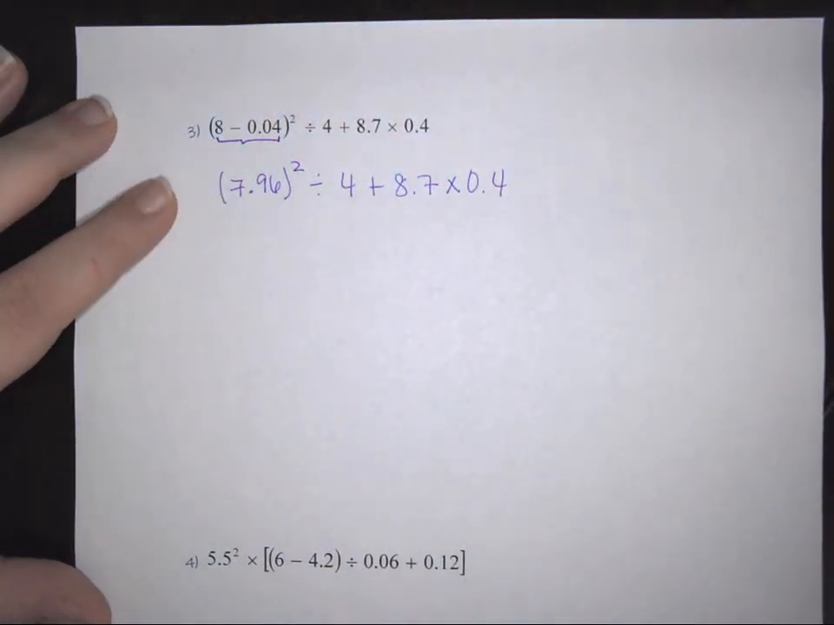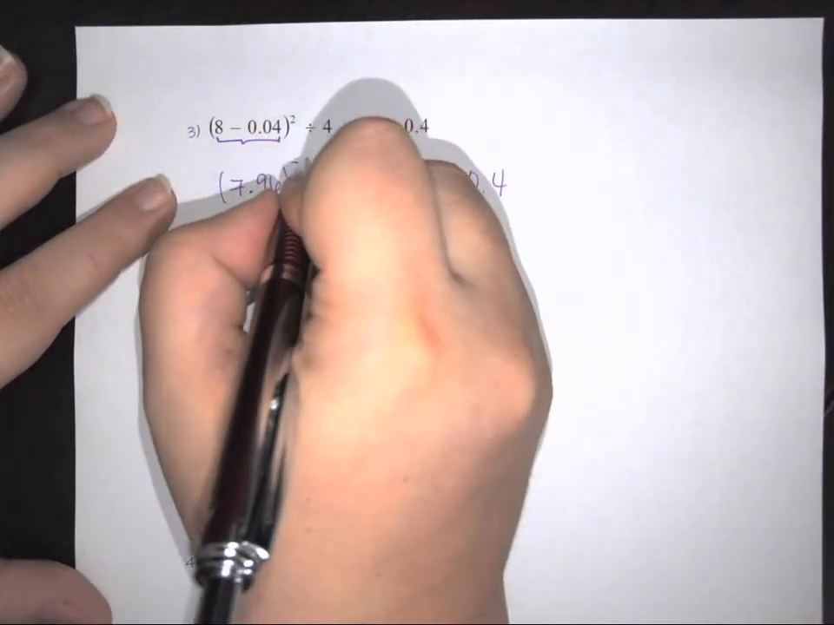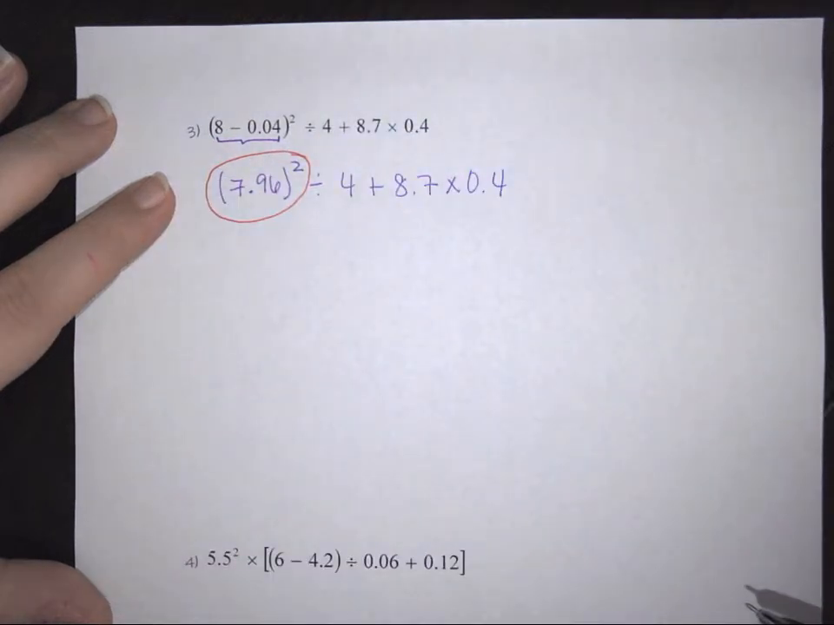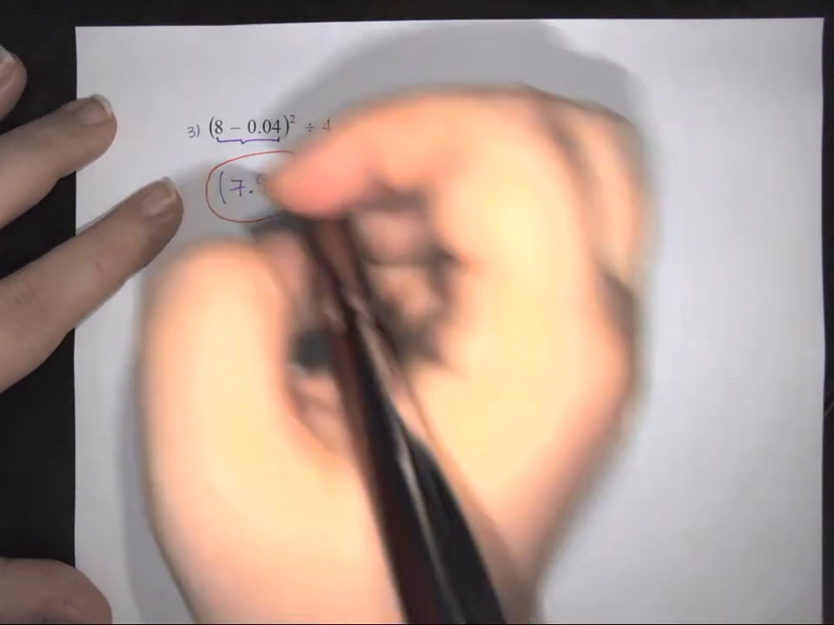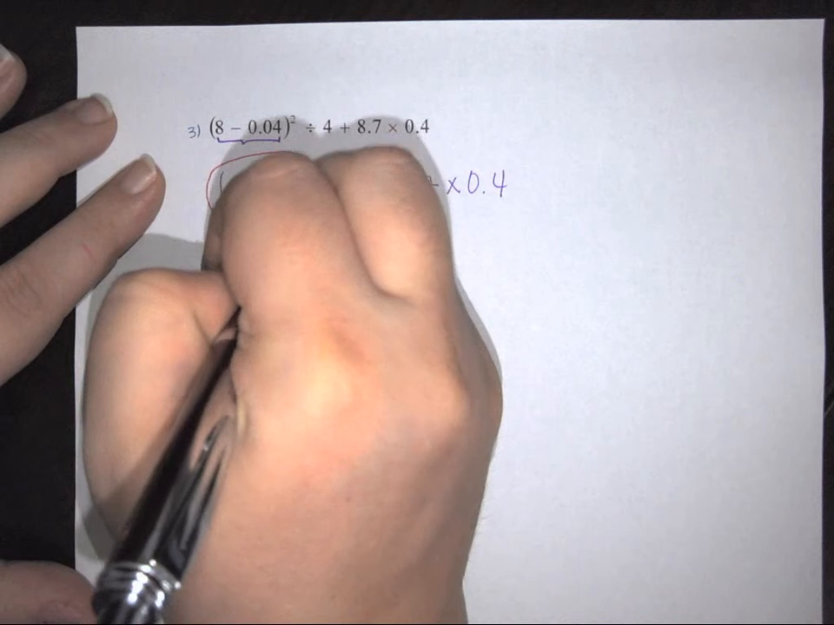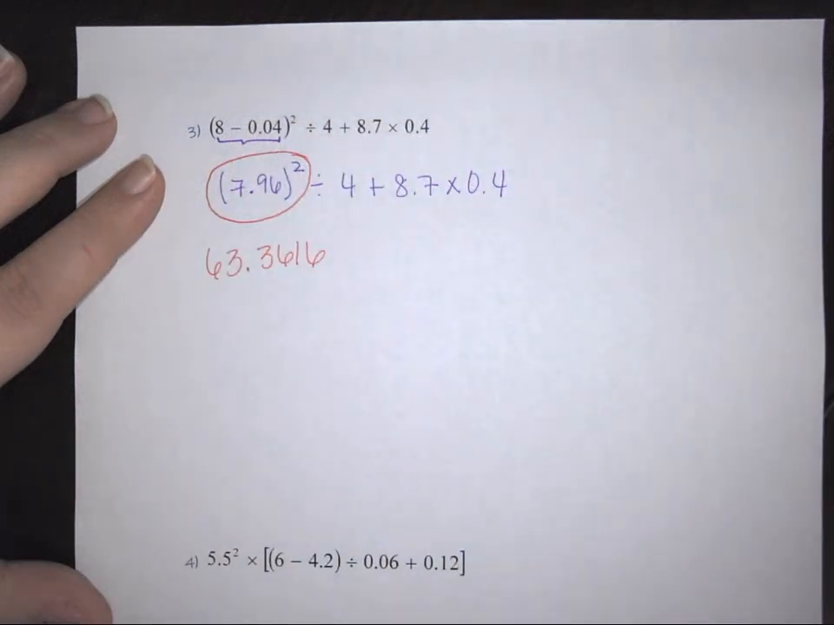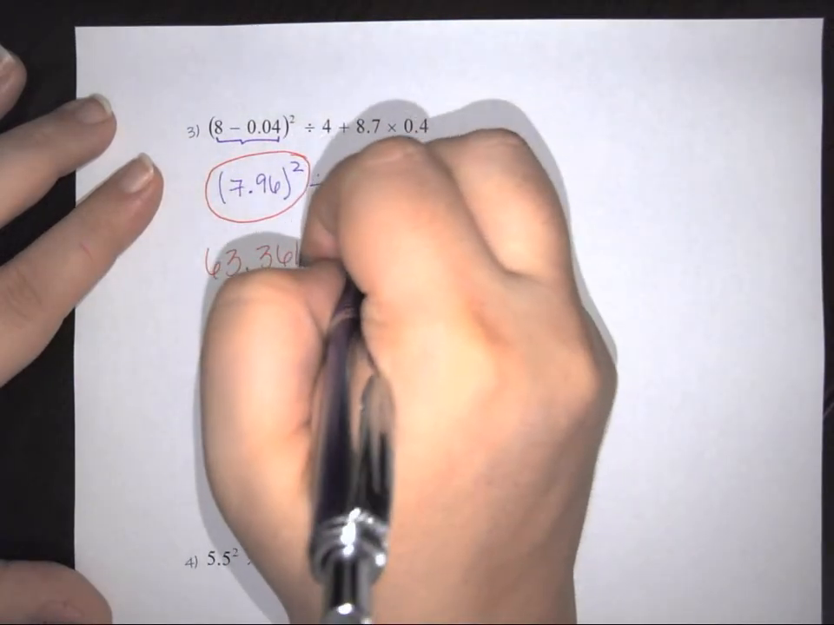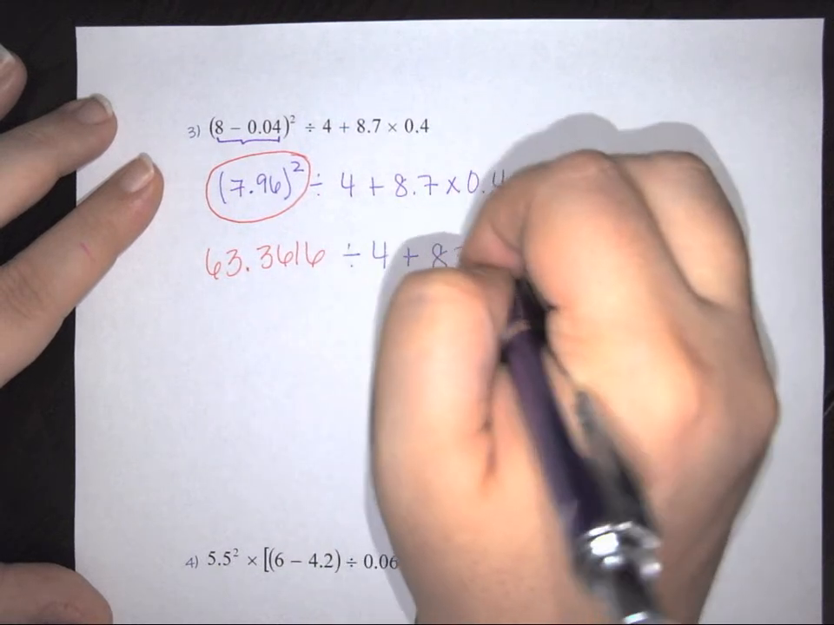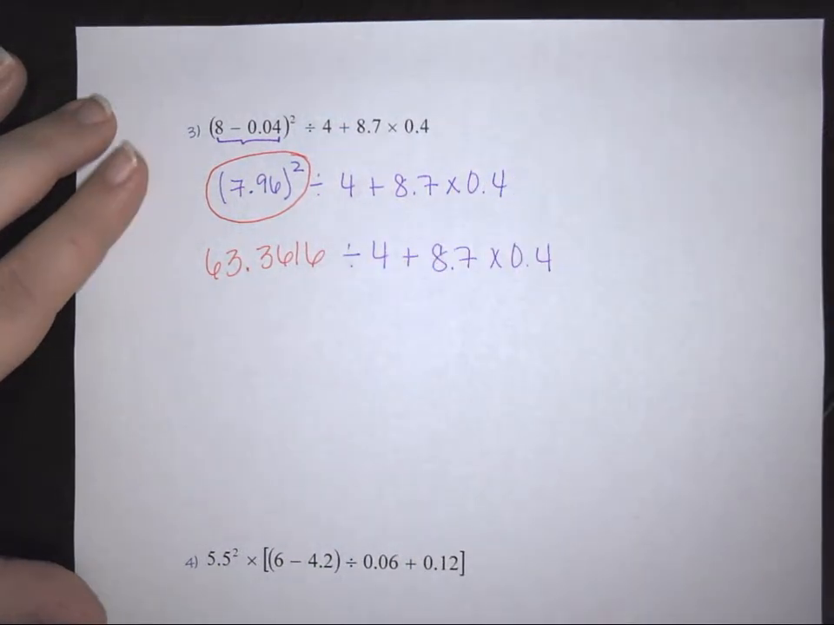Again, I have to do PEMDAS. So PEMDAS says that I have to move left to right. So in doing that, the next thing I have to do here is my exponent. So I'm going to do 7.96 squared, which is going to give me 63.3616. I'm then going to divide by 4 plus 8.7 times 0.4.